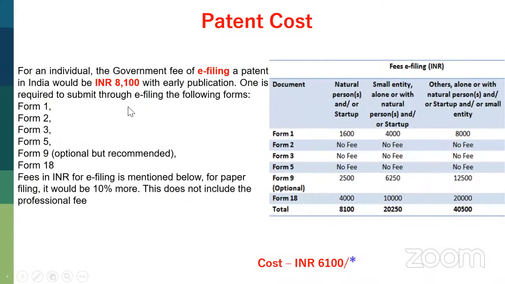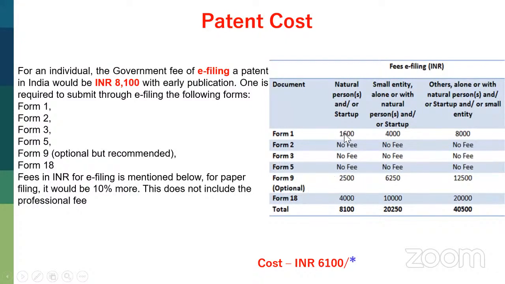Yeah. So again, the same thing in terms of cost. Form 1 costs 1,600 rupees, form 18 examination is 4,000, and form 9 is optional, but it is okay for publication. So the total cost of filing a patent is 8,100 rupees. If you do not want a quick publication, then you can remove 2,500 rupees. It will take 18 months to publish.